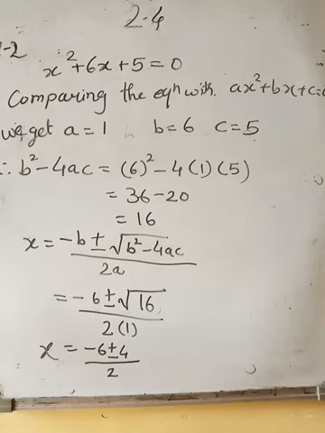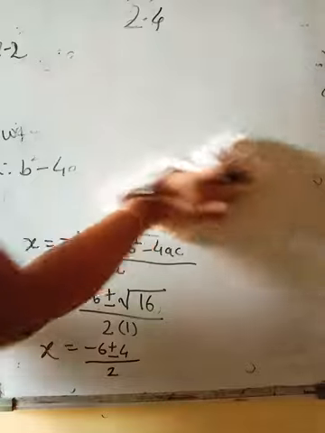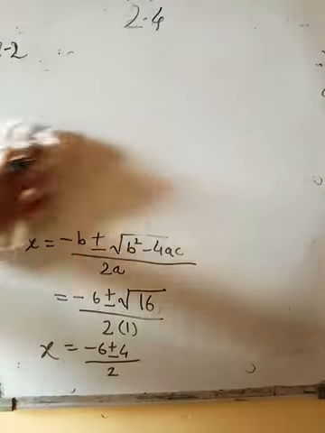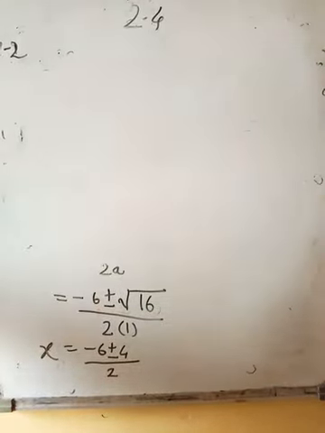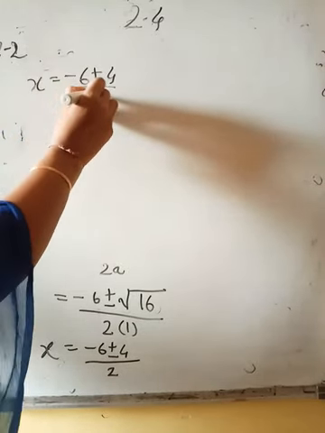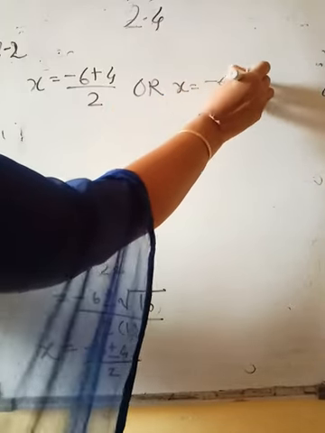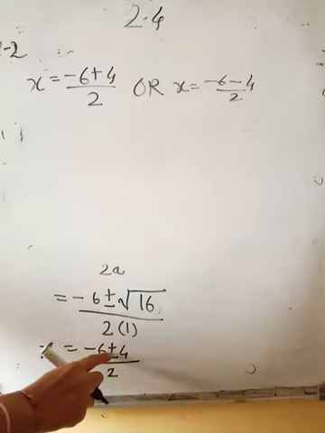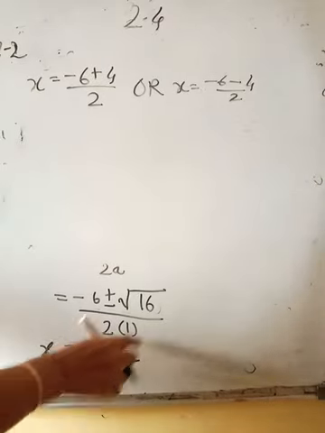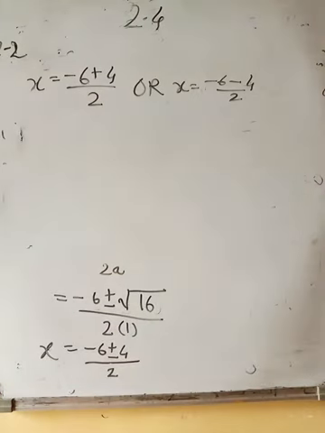Now it's the time that I can separate. So what will be x? X will be minus 6 plus 4 upon 2, or x is equal to minus 6 minus 4 upon 2. So look, once we did plus 4, the second time we did minus 4. So this is how we are going to get the two roots.